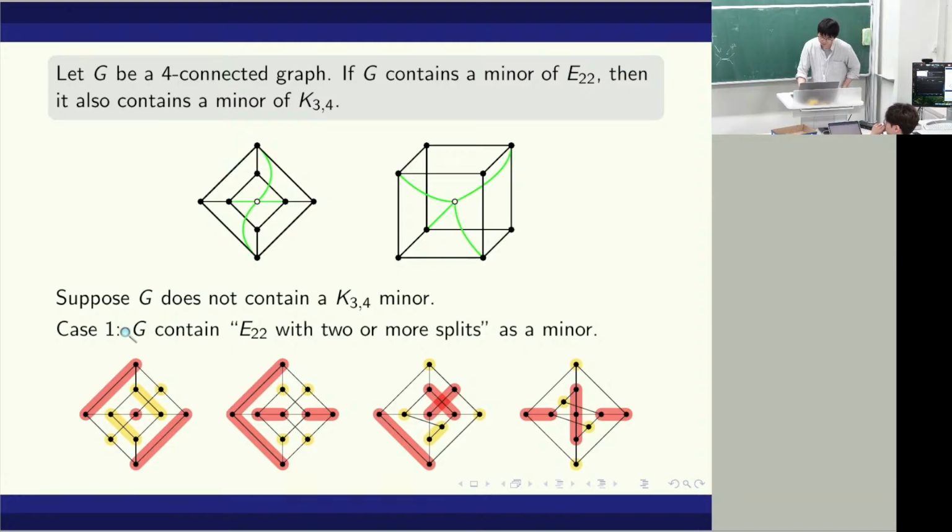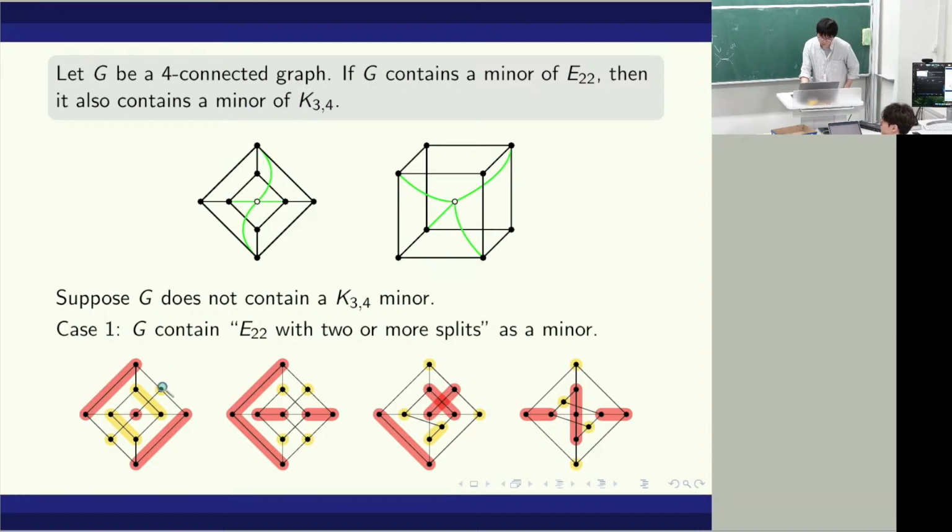The first case is, okay, G contains the graph E22 such that we have two or more splits. We have two or more splits, which means that among these four vertices, two of them are splits. Then, by symmetry, there are only four cases, which are listed here.